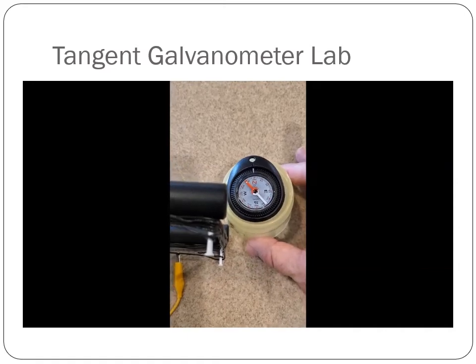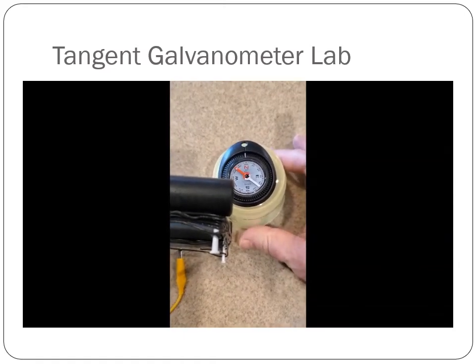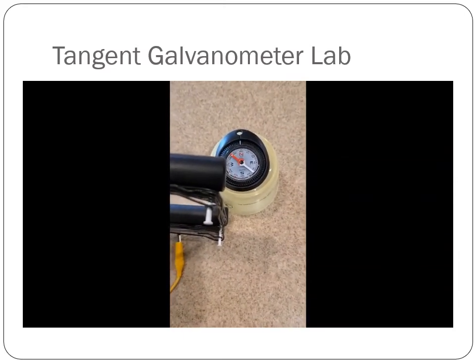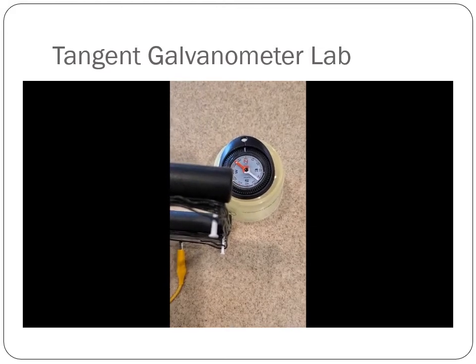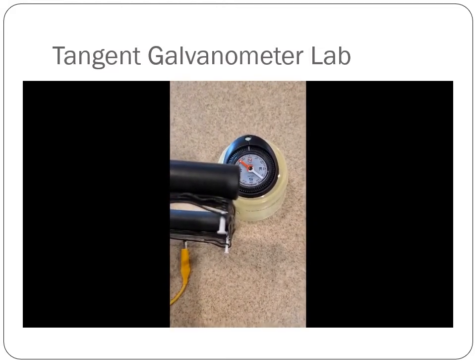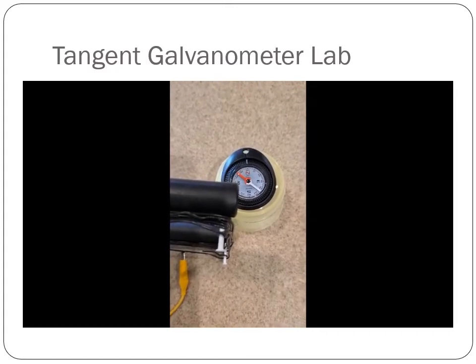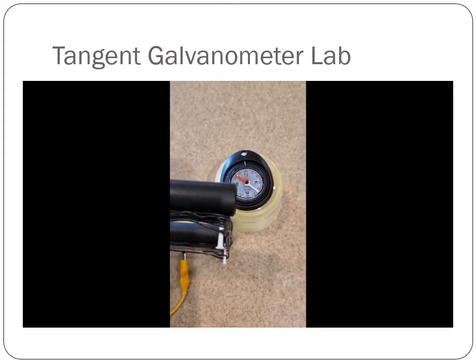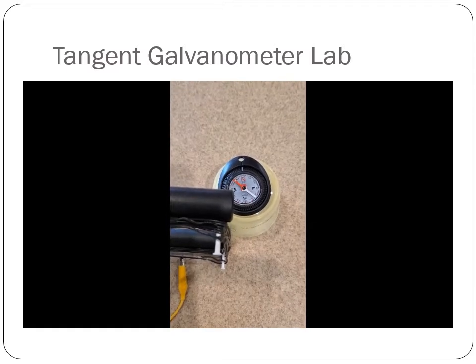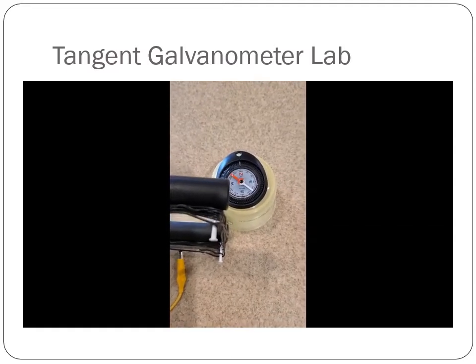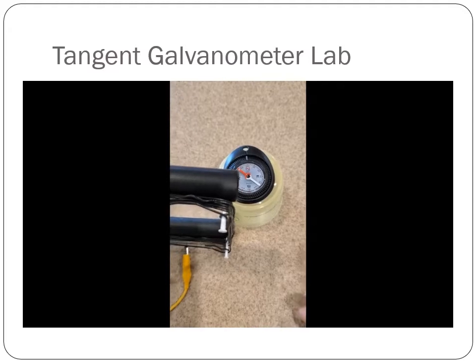Again, I'm going to try to keep the compass housing pointed in the same direction. And now we can see that there is some deflection. It is as if the combination of the magnetic field of the wires and the magnetic field of the Earth has caused the net magnetic field to be pointing more in this direction.